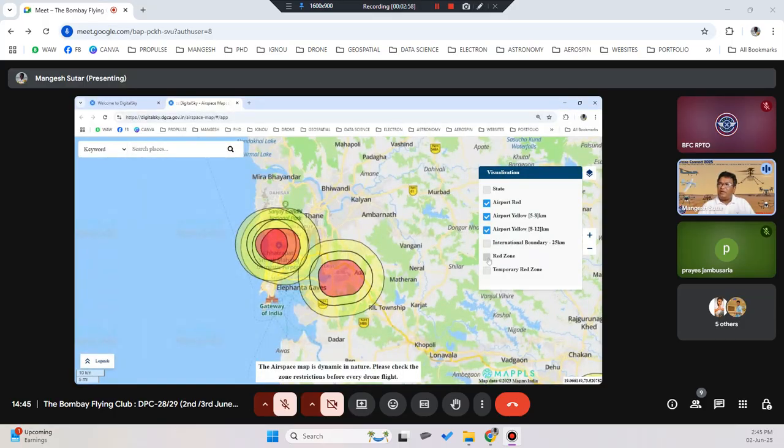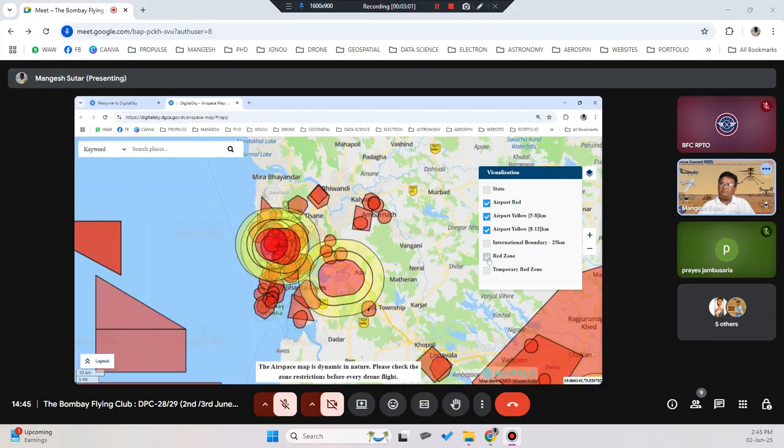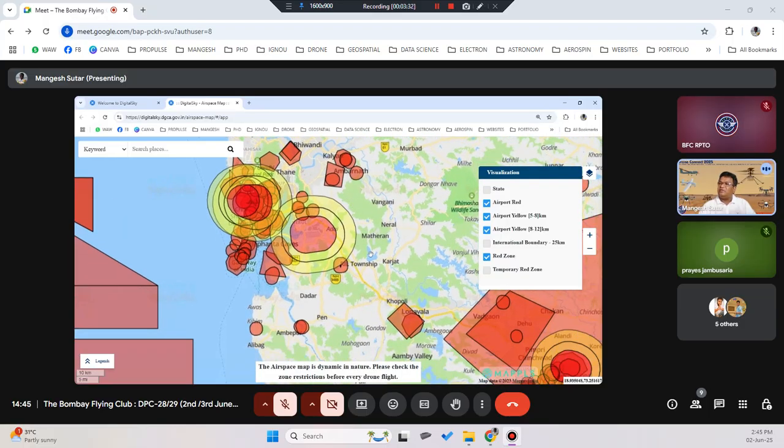Now if I click on red zone, see now how it changes. You see there are a lot of small pockets of red zones. Let me turn on the temporary red zone also, if there is any. So Mumbai doesn't have any temporary red zone. But you see there are all small pockets, like even Bhiwandi, some locations here, Sanjay Gandhi National Park, Forest, even your Gateway of India, all those locations are also marked as red zones. Even Kalyan, Ambarnath, there are some locations over there which are very critical.